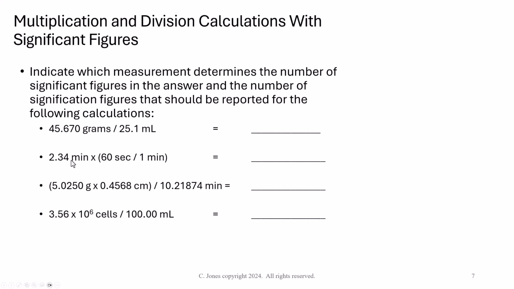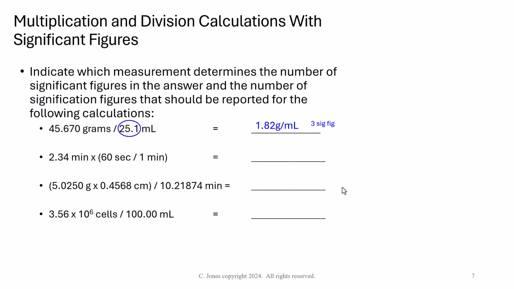So we have 45.670 grams divided by 25.1 mils. The 25.1 mils is going to determine the number of significant figures in the answer, which will be 3. When we do the division and the roundup, it'll be 1.82 grams per mil.